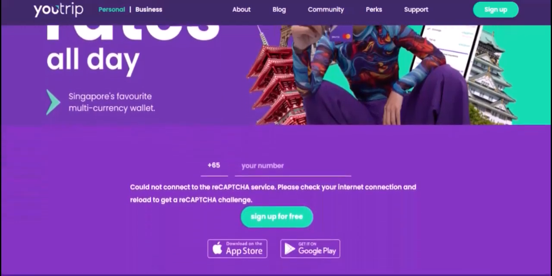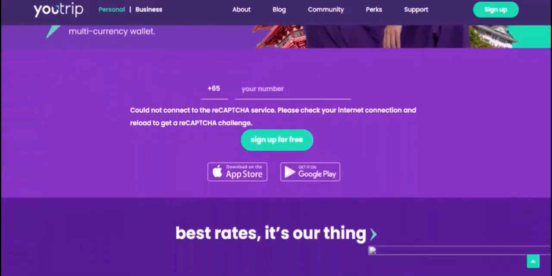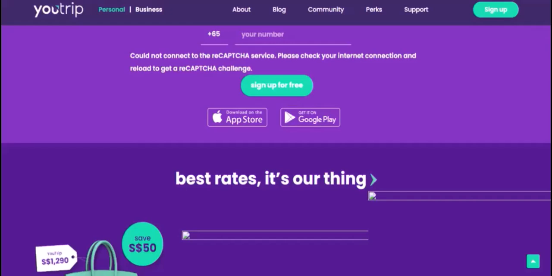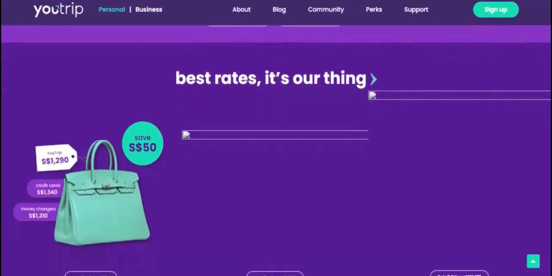Using a bank transfer. Another option is to transfer funds from your bank account to YouTrip. This usually involves providing YouTrip with your bank account details and making a transfer. However, there might be processing fees, and it could take a few days for the funds to reach your YouTrip wallet. It's important to note that not all banks allow transfers to YouTrip, so you might need to contact your bank to confirm if this is possible.